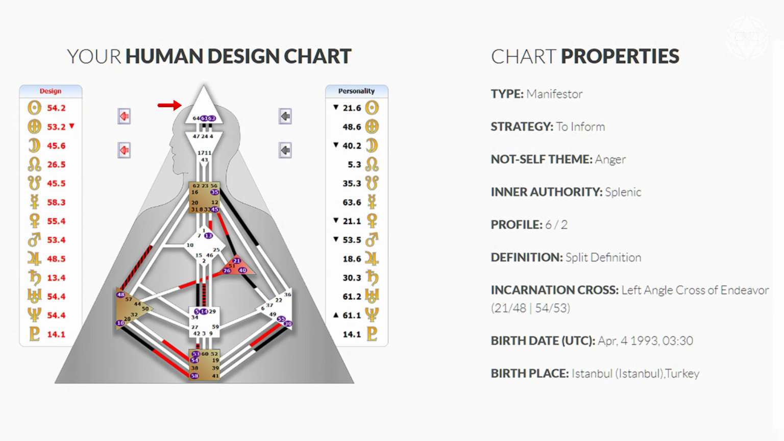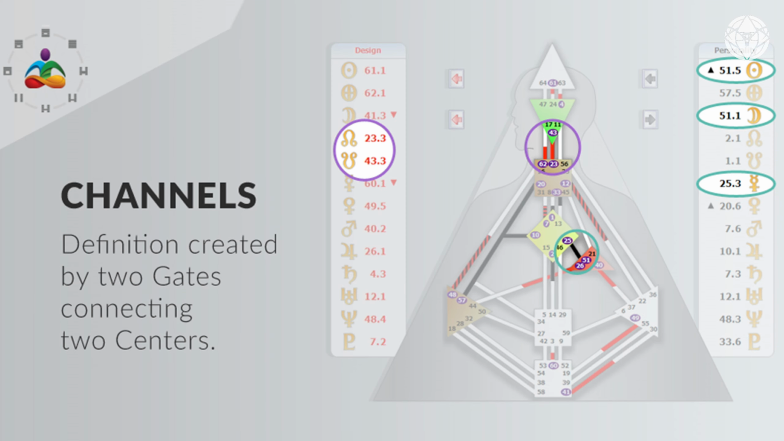Head center. Ajna center. Throat center. Identity, self, G center. Heart center. Sacral center. Solar plexus center. Splenic center. Root center. There are 64 gates in the human design system. And a channel comes out of each gate.